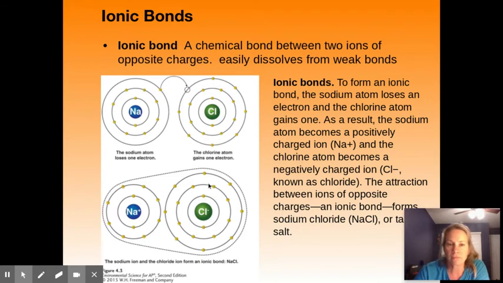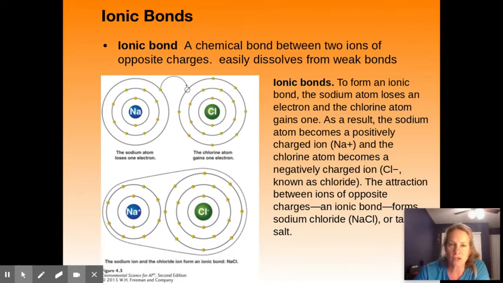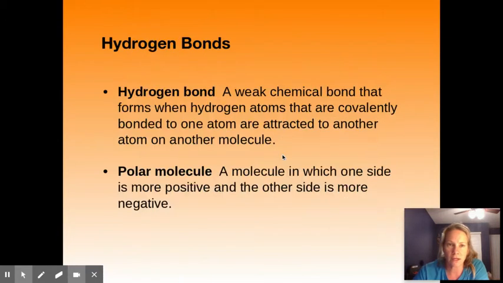So chlorine has a full outer shell. You can see down here, sodium fell back on its previous shell because shells don't exist with no electrons. So it falls back, and then it forms salt. So that's ionic. And then we've got a special kind of bond called a hydrogen bond.